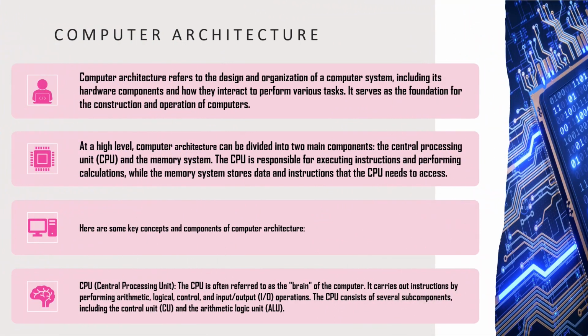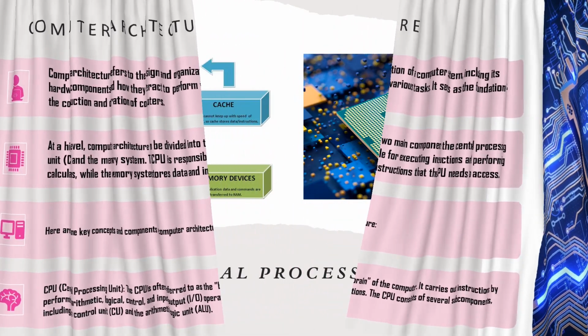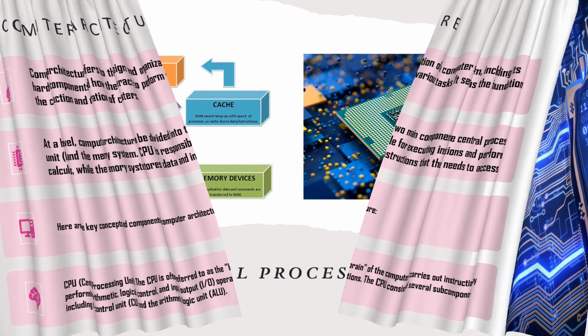Today we will learn about computer architecture and try to know about the process of computer architecture and its types. Computer architecture refers to the design and organization of a computer system, including its hardware components and how they interact to perform various tasks. It serves as the foundation for the construction and operation of computers.